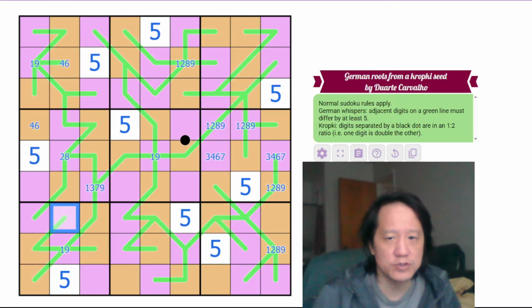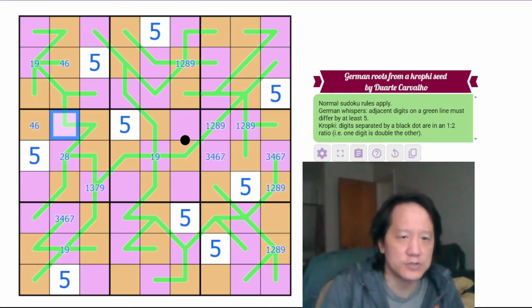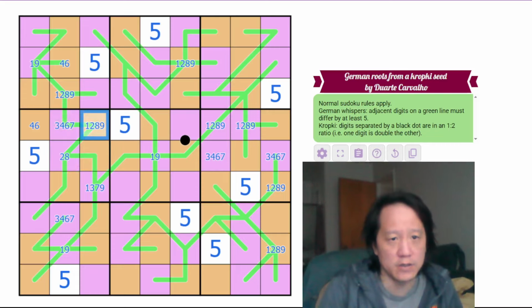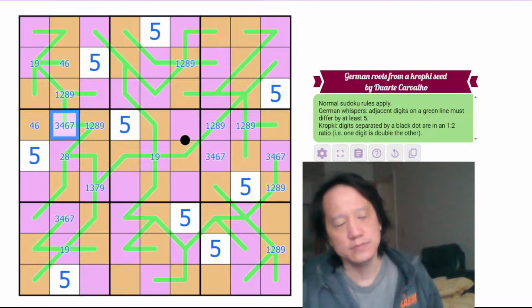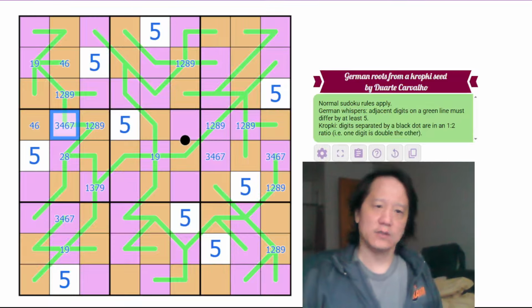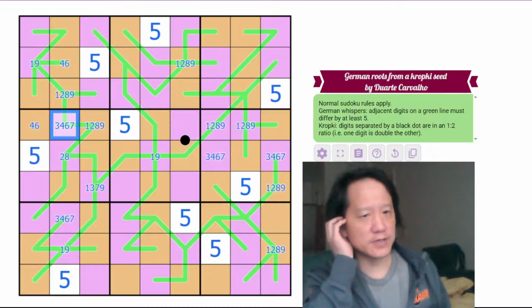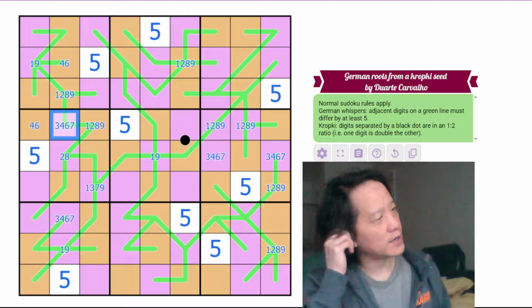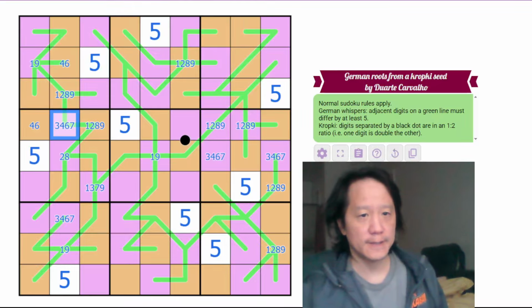This has to be 3, 7 or 4, 6. This is also 3, 7 or 4, 6. Again, they must be next to 1, 2, 8, or 9 on a Whisper 5 line. 3 can be next to 8 or 9, 7 can be next to 1 or 2, and obviously 4 and 6 have to be next to 9 and 1, respectively.